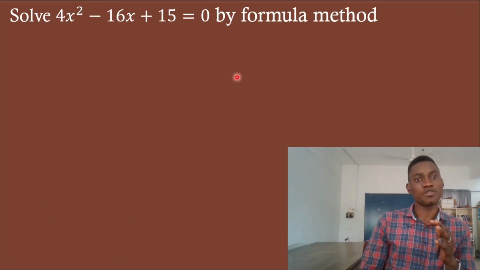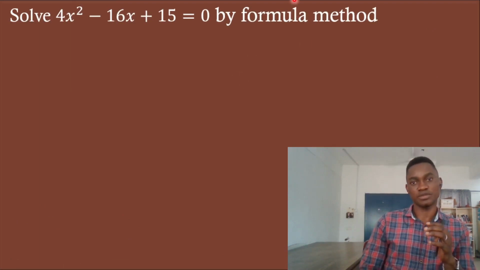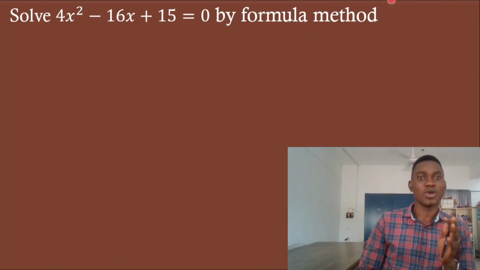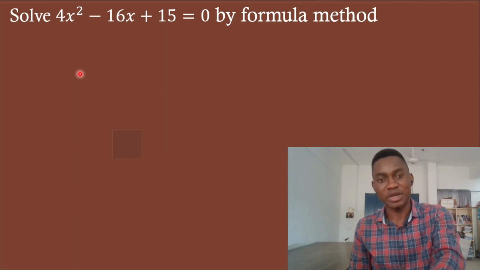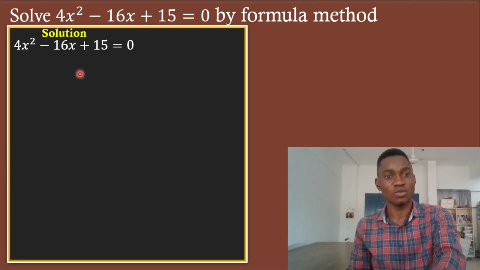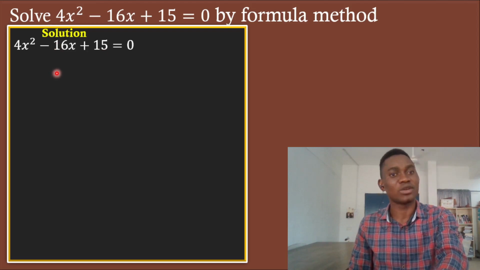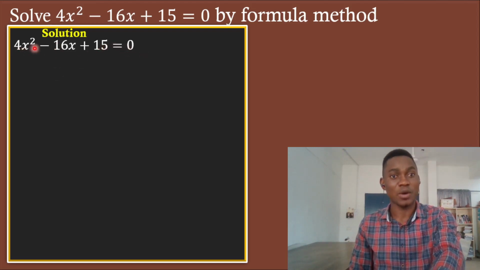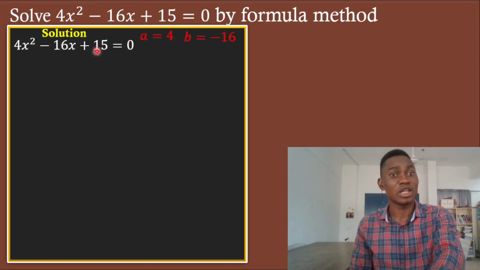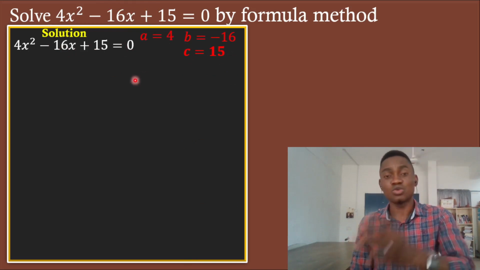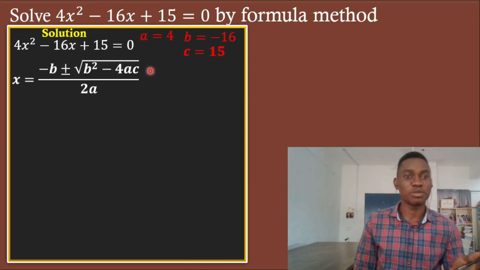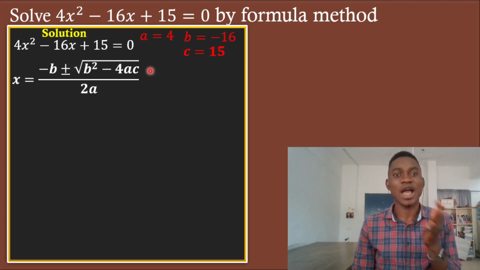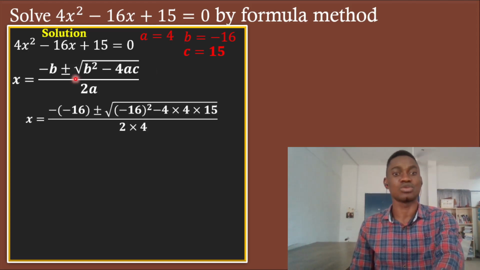We have 4x squared minus 16x plus 15 equal to 0. We are asked to solve this equation by the formula method. Okay, let's look at the solution. We are given 4x squared minus 16x plus 15 equal to 0. Let me ask, what is A? Our A is 4. Then our B is minus 16. Then our C is 15. What do we do next? We recall the formula, then we substitute accordingly, and we are good to go.